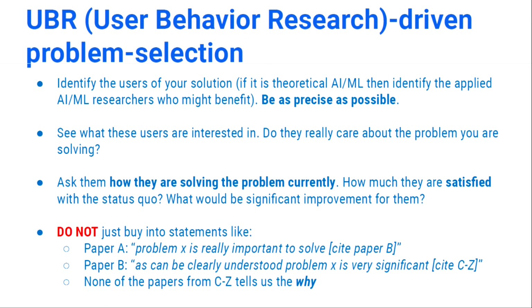User-driven problem selection. So that's what I want your attention to. Identify the users of your solution. If it is theoretical AI/ML, then identify the applied AI/ML researchers who might benefit from it. Be as precise as possible. That's the first thing. The second thing is to see what these users are interested in. Do they really care about the problem you are solving?